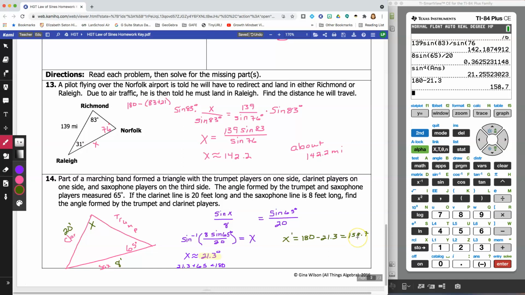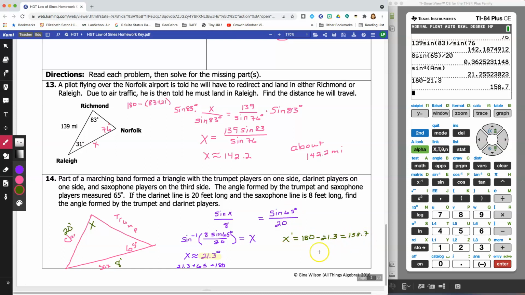Okay, now here's why this works and why we use that 180. If the sine of an angle is positive, then that angle is either going to terminate in standard position in quadrant 1, or it's going to terminate in standard position in quadrant 2. And so those two angles would be on the same line. So that's where the 180 comes from, okay?